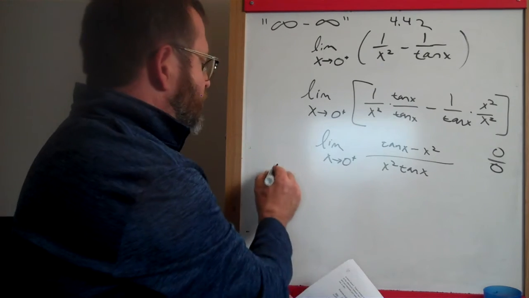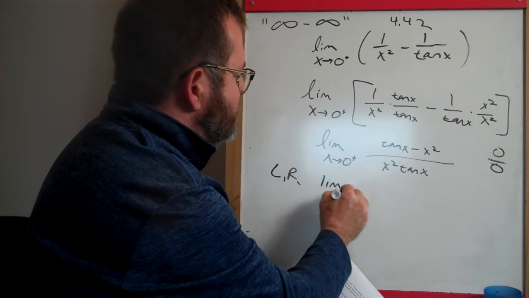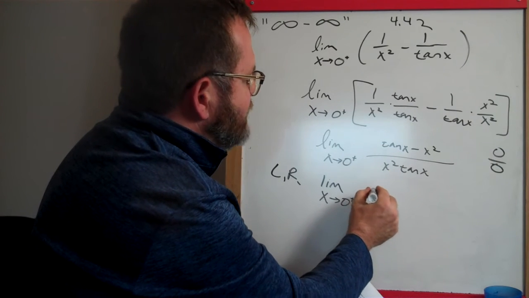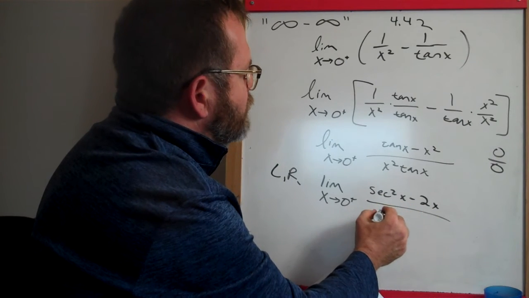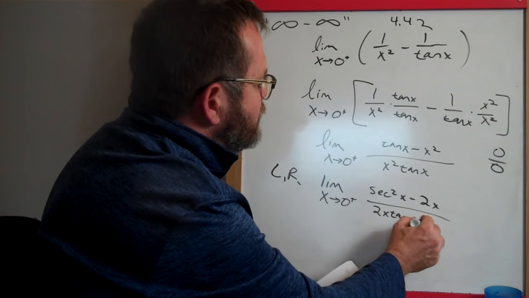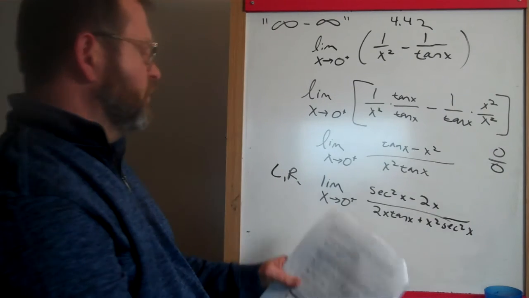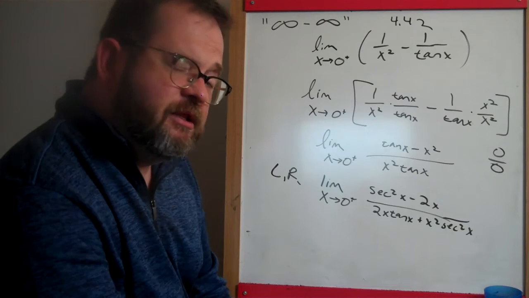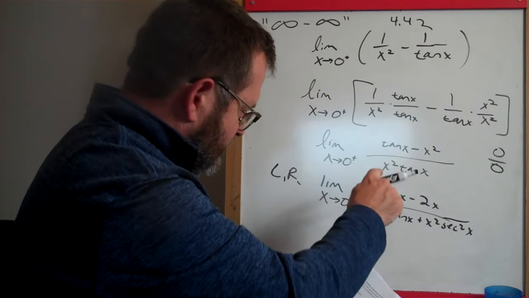Alright. So we're going to apply L'Hopital's rule here. L'Hopital's rule tells us that we can have that same limit, but take the derivative of the top and the derivative of the bottom. Derivative of the top is secant squared x minus 2x all over, let's see, that's a product rule, 2x tangent x plus x squared secant squared x. Well, that's ugly. But, well, okay, it should smell a little bit like direct substitution time. And if you plug in direct substitution here, it's a little bit of a mess.